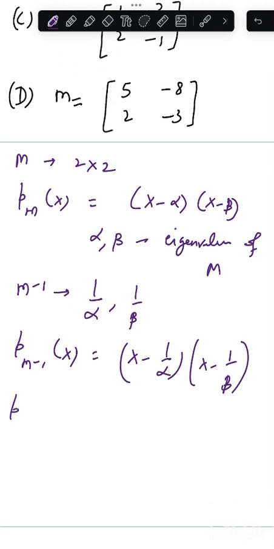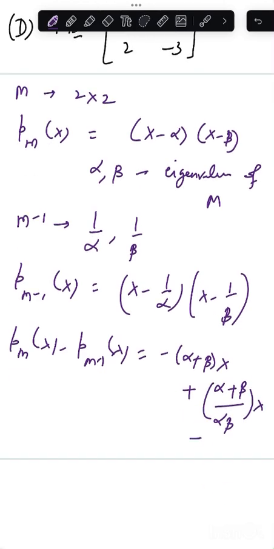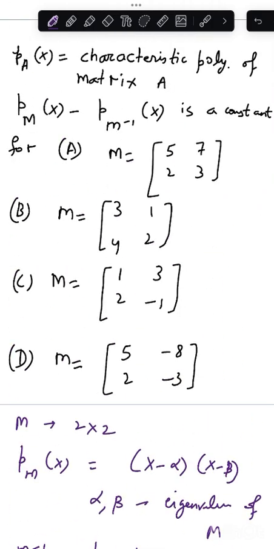So P_M(x) minus P_{M inverse}(x) equals this: minus (alpha plus beta) x plus (alpha plus beta) upon alpha beta times x, right? Plus alpha beta minus 1 upon alpha beta. Okay, now let's take a look at these options. What is alpha plus beta here?